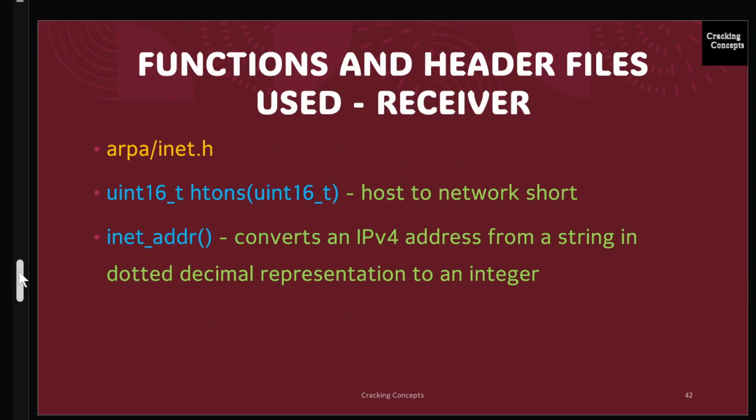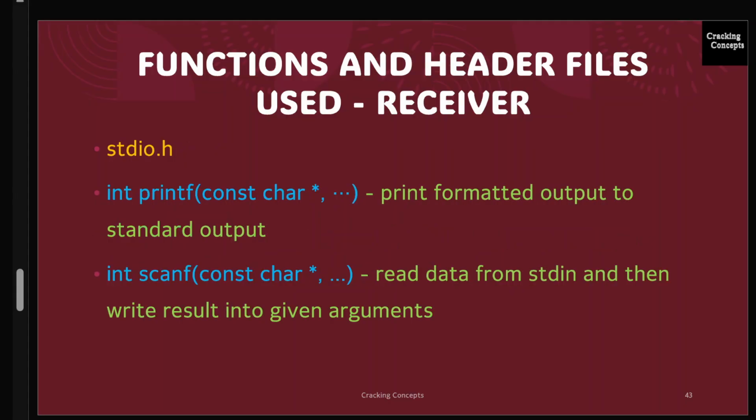From arpa/inet.h we have htons, we already saw that before, and we also use another function called inet_addr. Now this will convert an IPv4 address from a string in dotted decimal representation to an integer. Then from stdio.h we'll use the printf and scanf functions.